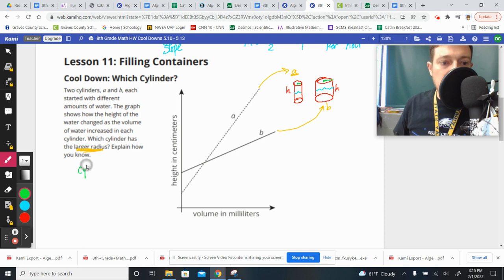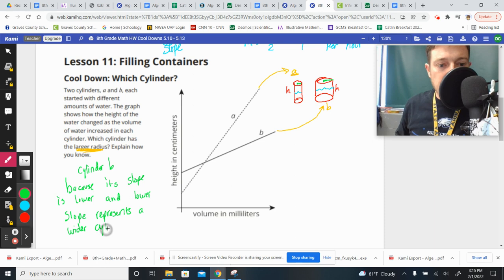We're going to say cylinder B because its slope is lower. When you have a lower slope in a graph like this, it represents a wider cylinder with a larger radius. There's my explanation.